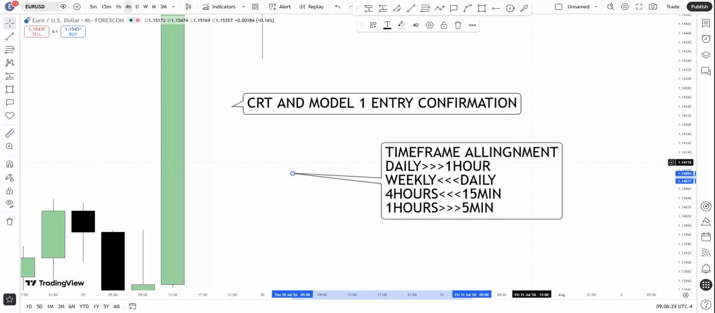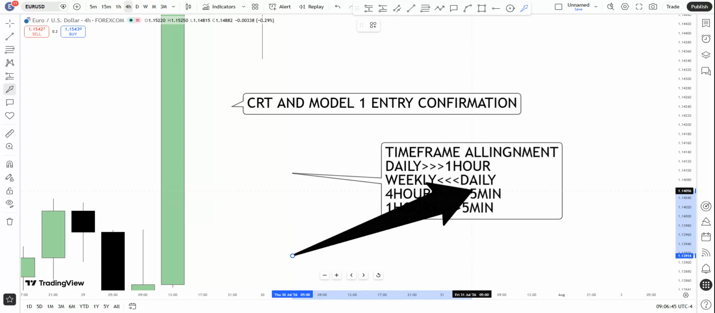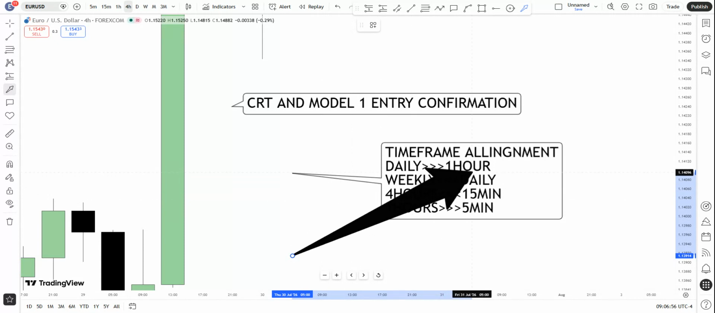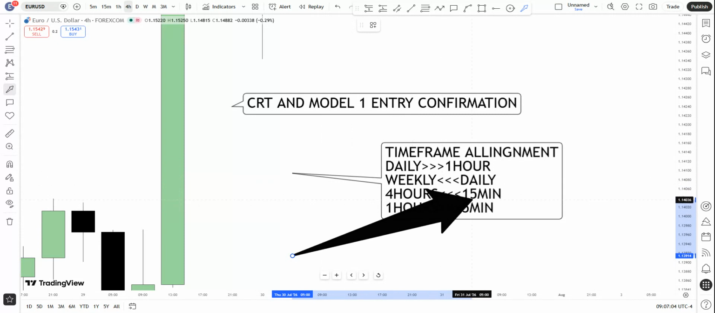So let's look at this time frame alignment. We have the weekly time frame, which is the higher time frame. So whenever we see or spot our CRT on the weekly time frame, we are expected to go down to the daily time frame to look for our Model 1 entry confirmation, which I'm going to be teaching right on the chart. So when you spot your daily CRT on the daily time frame, we are going to go straight to the 1 hour time frame and look for our entry Model 1. So if our CRT was gotten on the 4 hour time frame, we are going to go straight to the 15 minute time frame and look for our entry confirmation, which is our Model 1.